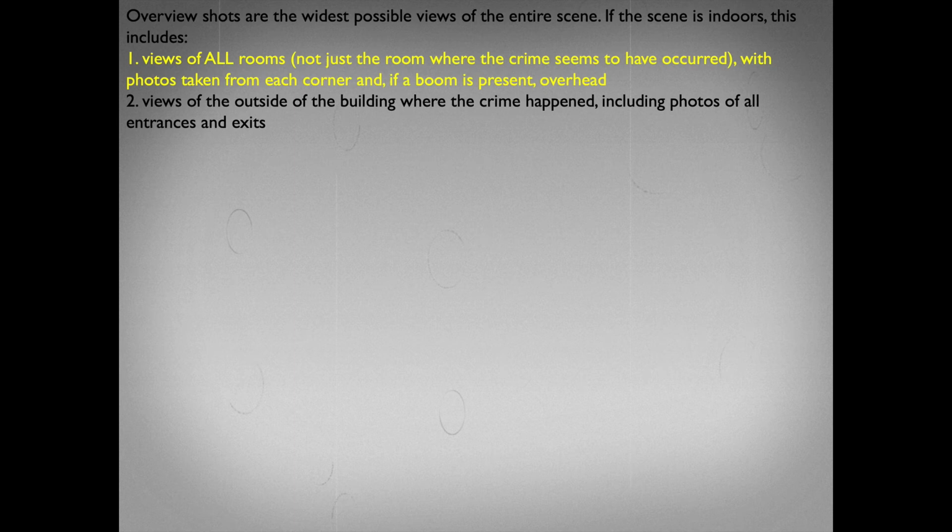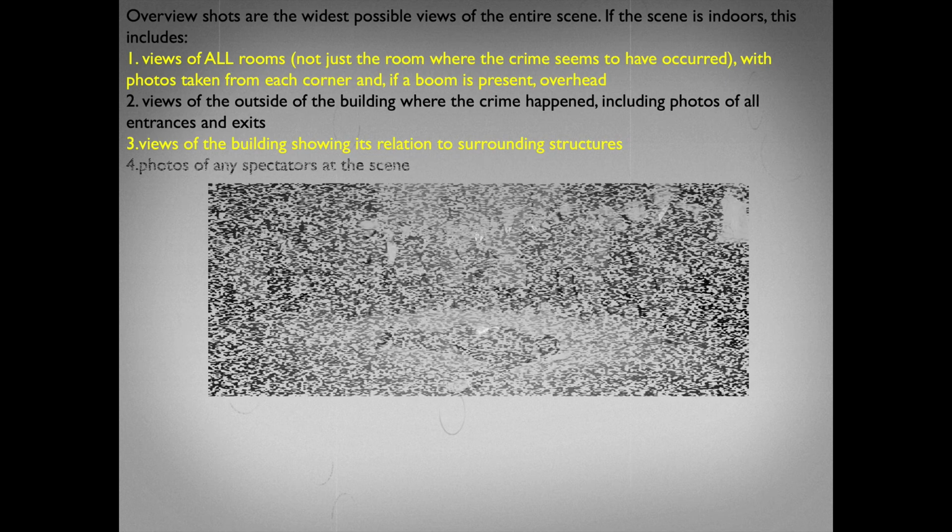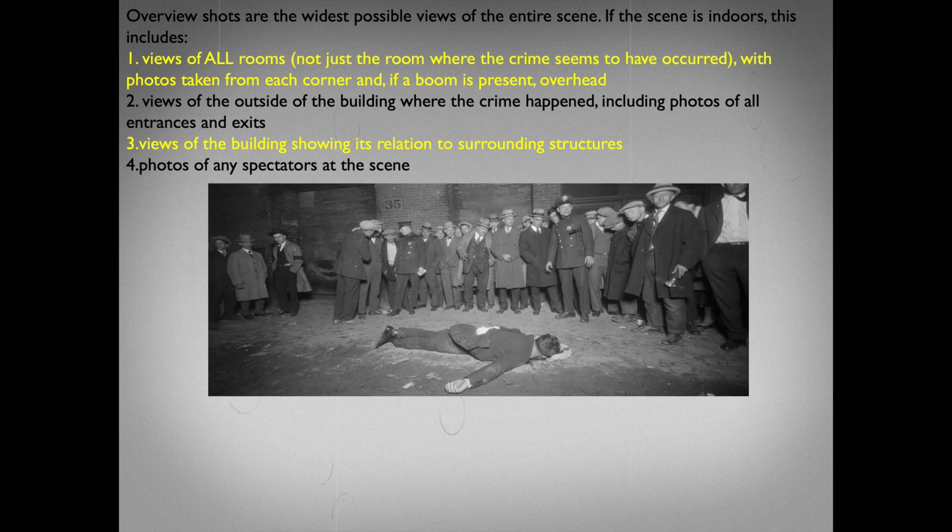Number 2, views from the outside of the building where the crime happened, including photos of all entrances and exits. Of course, if a crime is committed, people had to get there somehow and leave somehow, so we're definitely going to want photos of those as well. Number 3, views of the building showing its relation to surrounding structures. Maybe the surrounding structures had something to do with the entry or exit of the perpetrators from that crime. So remember that, they have to get there in some way and they have to leave in some way if they have left the scene.